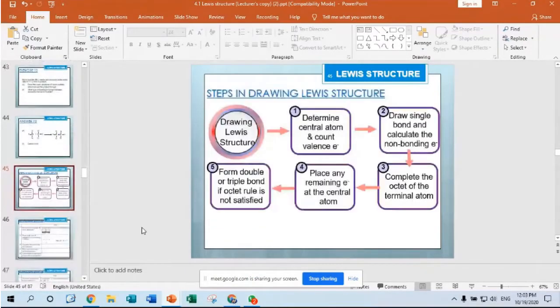Okay, then next is about drawing Lewis structure. Identify the central atom, count the valence electrons, and then draw the bonding. This is the step.